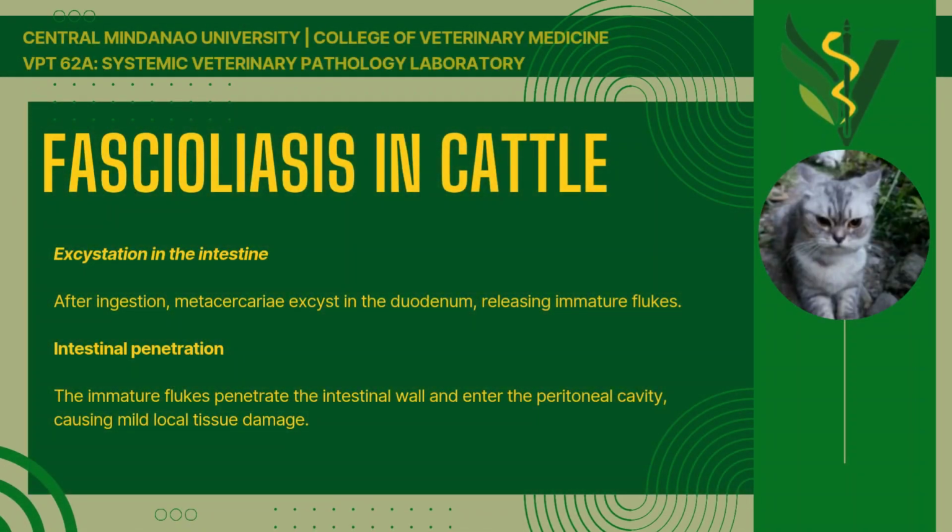Next is the excystation in the intestine. After ingestion, the metacercariae excyst in the duodenum, releasing immature flukes. This is where they try to get out of the capsule-like structure. Then they would embed themselves into the intestinal wall, releasing the immature flukes. Then moving on to the intestinal penetration, where the immature flukes penetrate the intestinal wall and then enter the peritoneal cavity, causing mild local tissue damage.